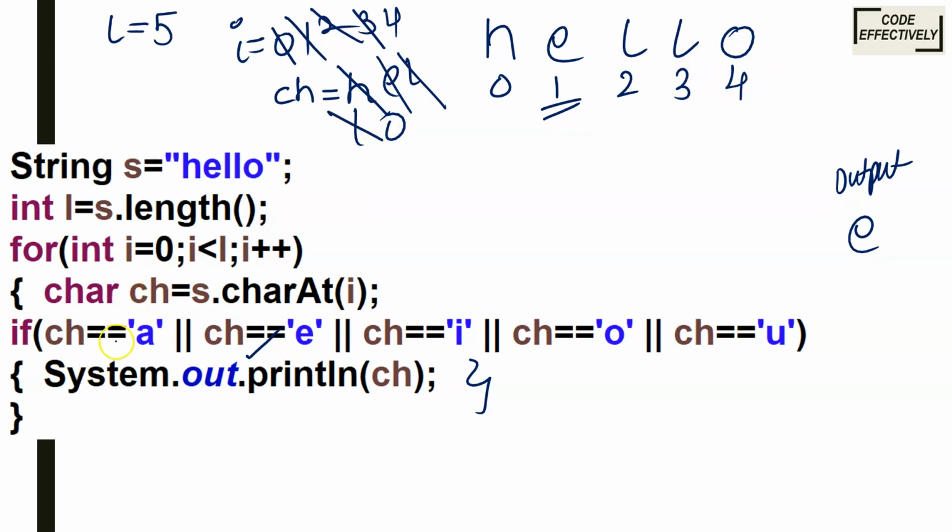It will check o equal a? No. o equal e? No. o equal i? No. o equal o? Yes. We got the condition true here. So it will come inside the if condition, and it will display System.out.println(ch). What is the value of ch? o will be displayed in the next line because we are using println.